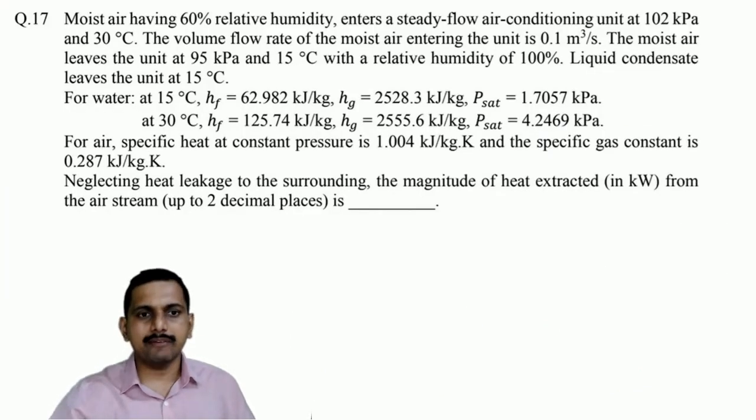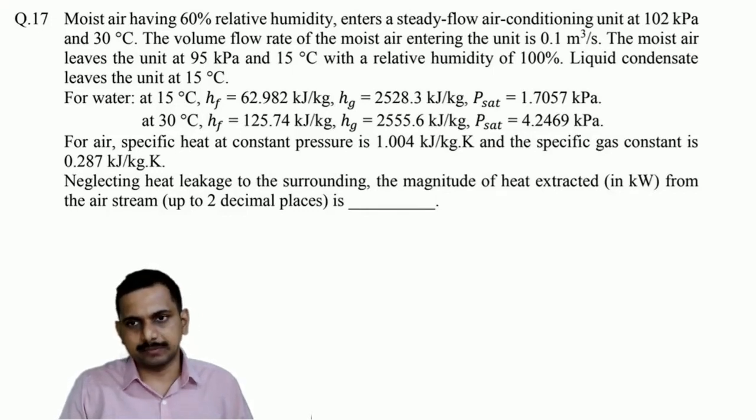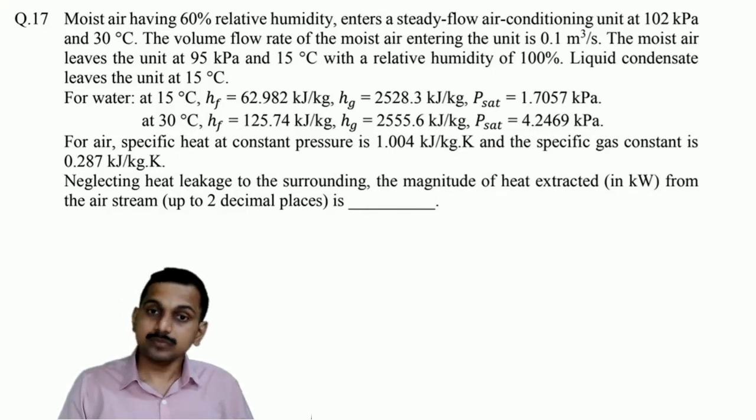Moist air having 60% relative humidity enters a steady flow air conditioning unit at 102 kilopascal and 30 degrees centigrade. The volume flow rate of the moist air entering the unit is 0.1 meter cube per second. The moist air leaves the unit at 95 kilopascal at 15 degrees centigrade and a relative humidity of 100%. Liquid condensate leaves the unit at 15 degrees centigrade.